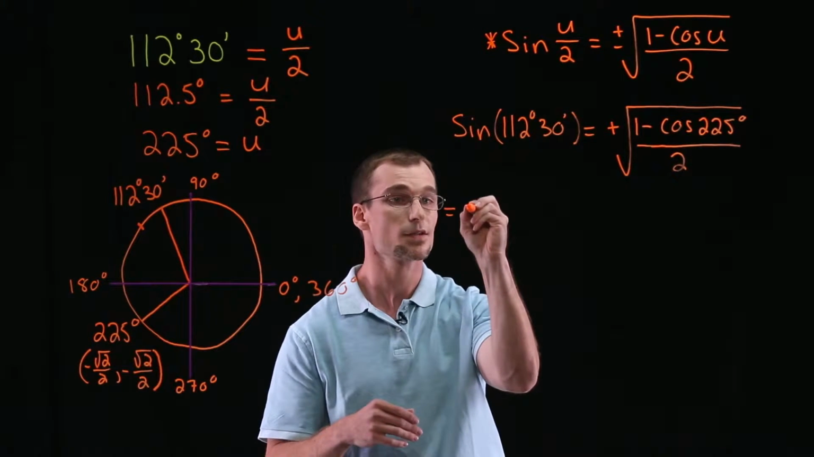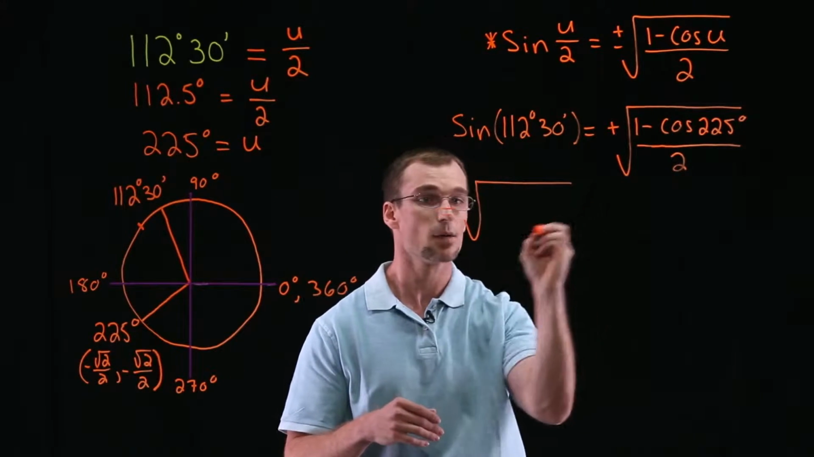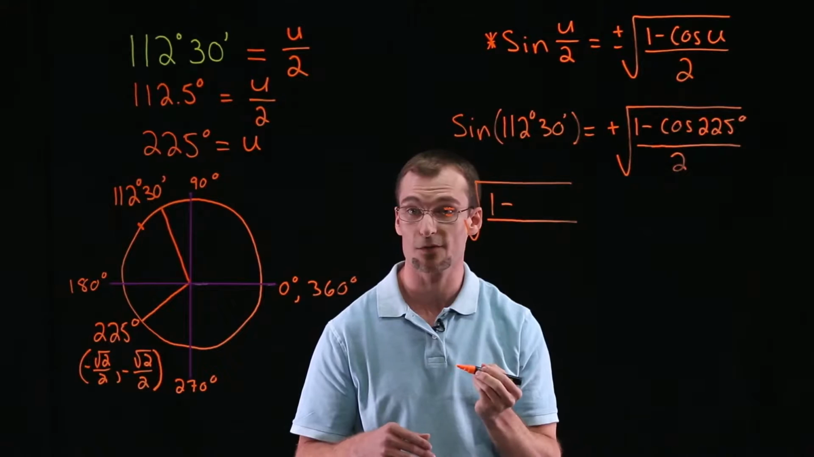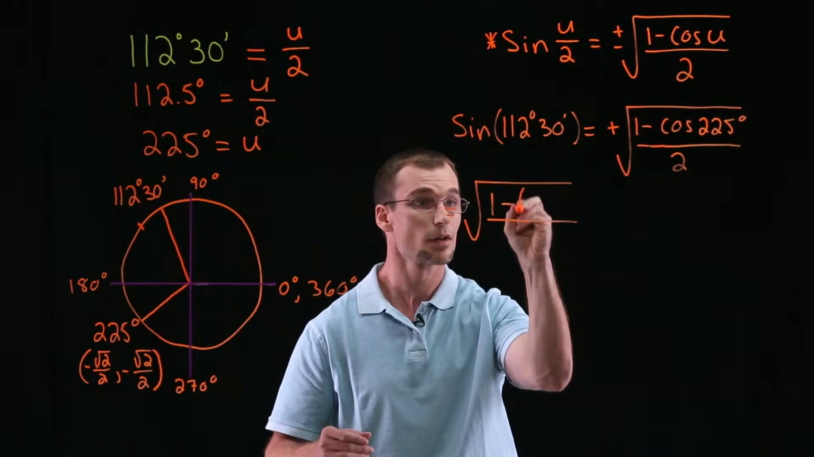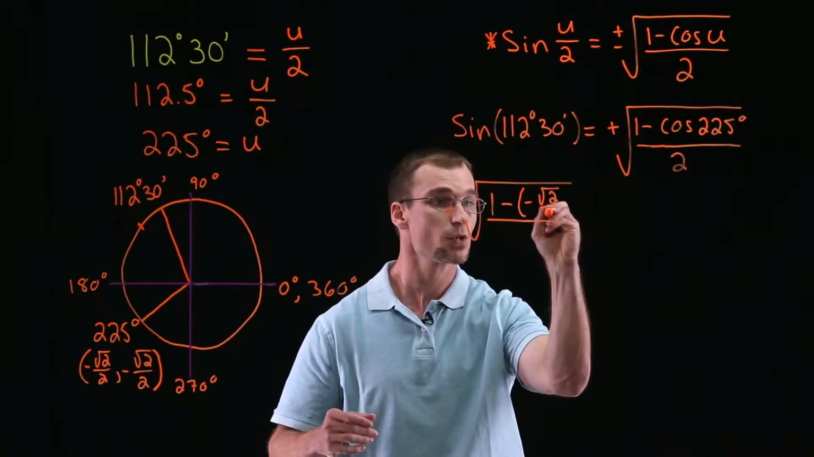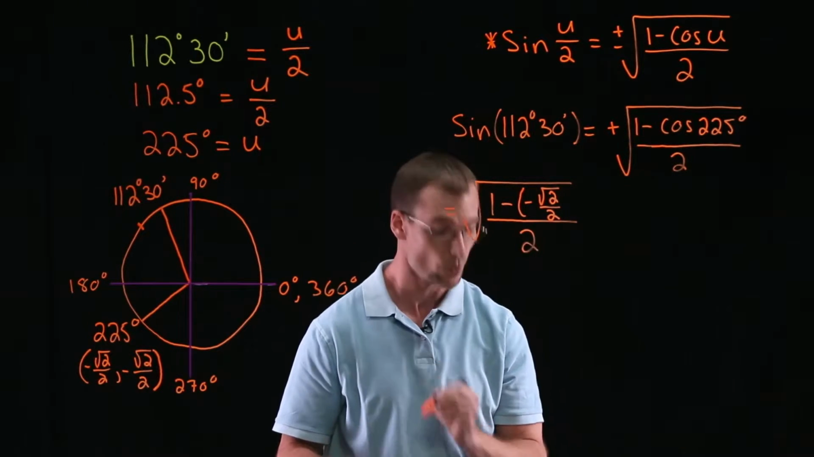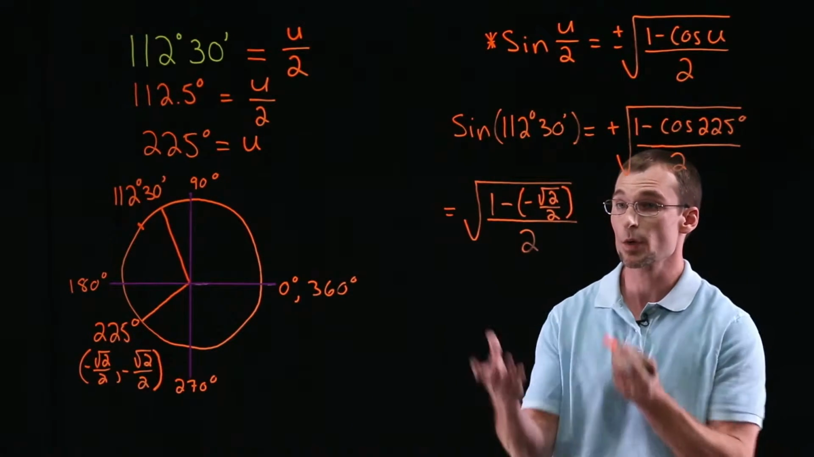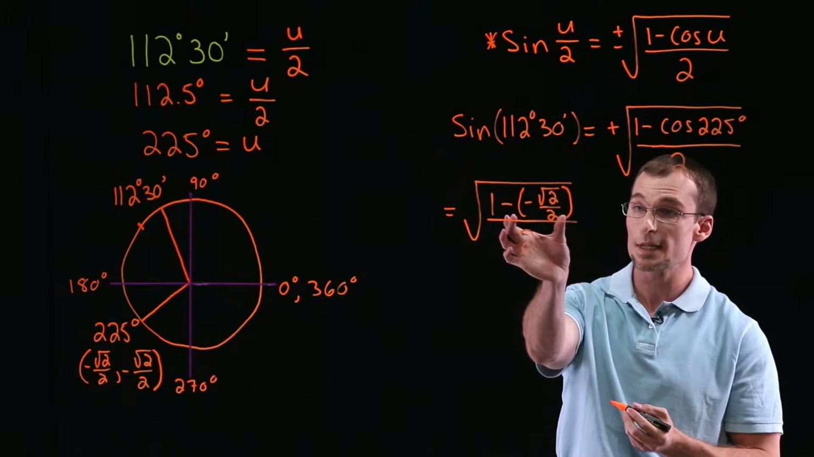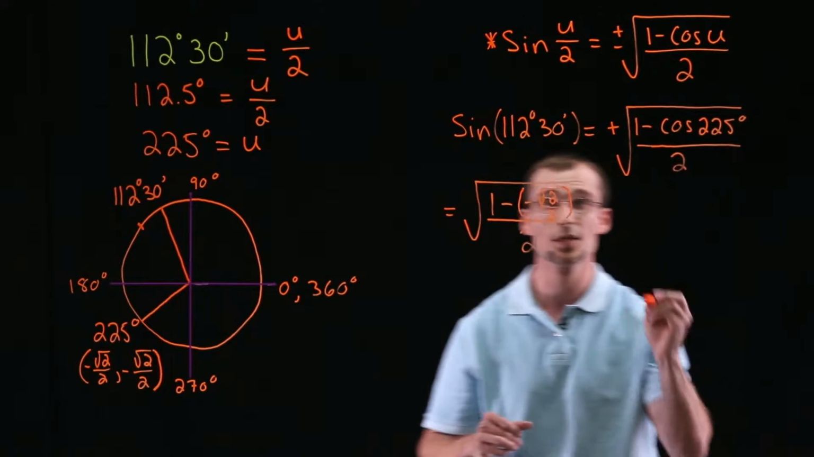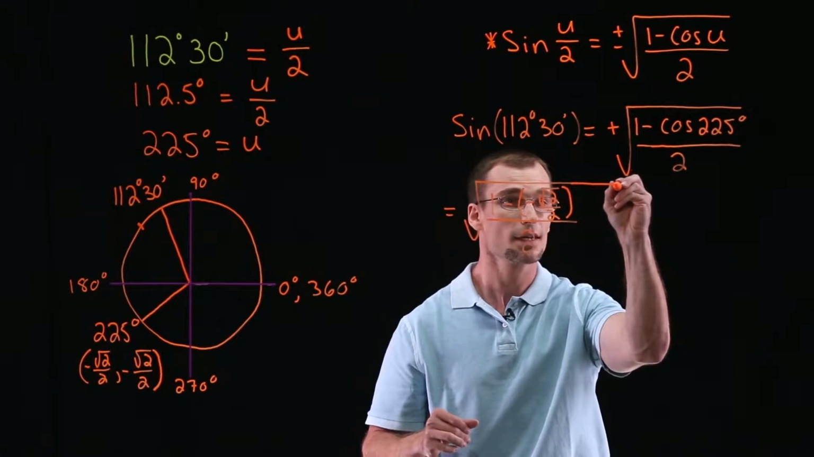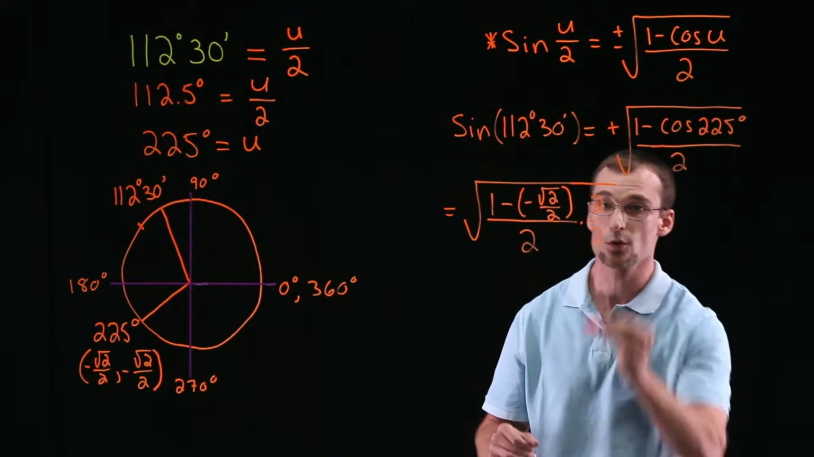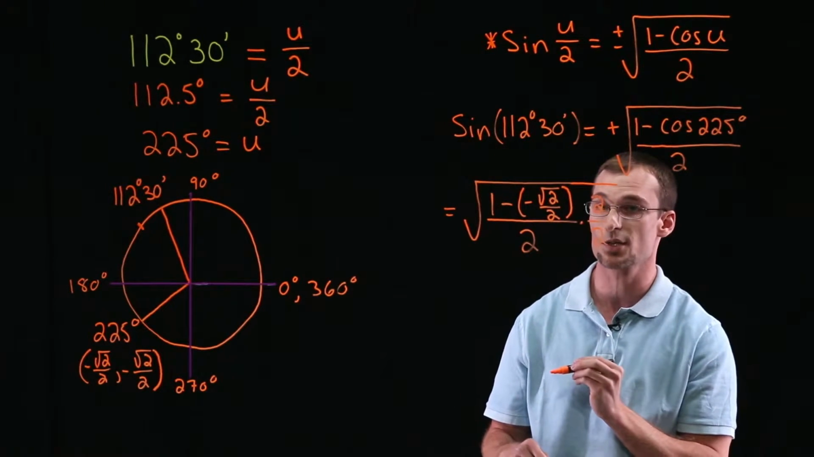So this is equal to the positive square root of 1 minus the cosine of 225 degrees, which is negative root 2 over 2, and that's all divided by 2. Okay, and close our parentheses. So what can we do to simplify this? Well, we have a 2 in the denominator up here. We can simplify that simply by extending our square root and multiplying through top and bottom under our square root by 2 over 2, essentially multiplying by 1 and not changing the expression.